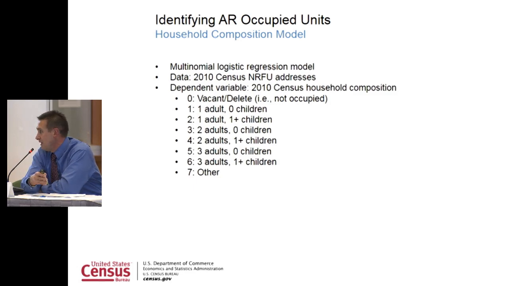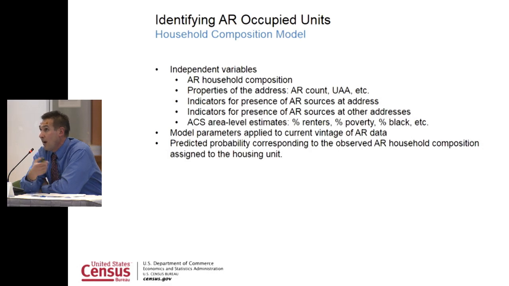And based on our administrative records, we are also able to classify the administrative records. So then our independent variable is that AR household composition. So what's our probability of observing this census composition, given that we have this administrative records composition and other information? The other information we have is the administrative record count, the UAA information, and the indicators and the ACS covariates, which I mentioned earlier.